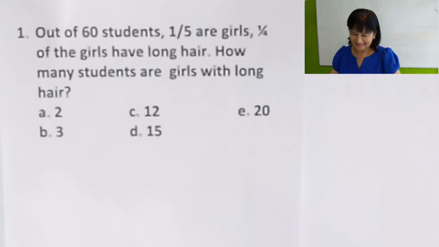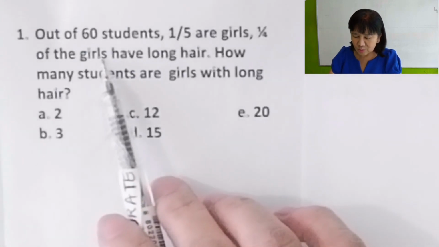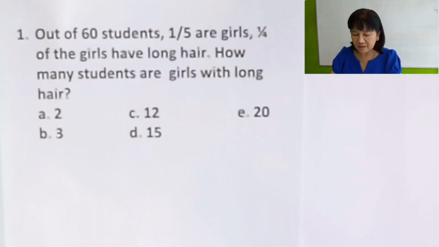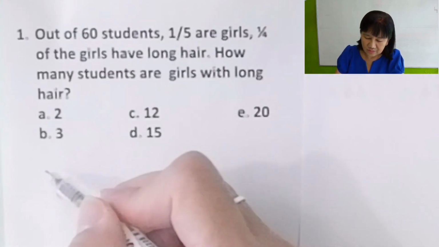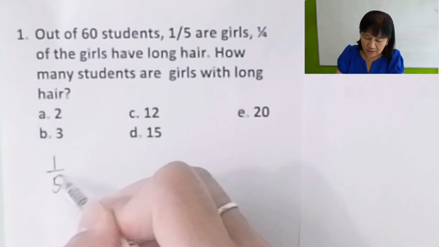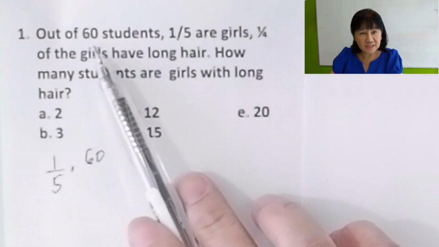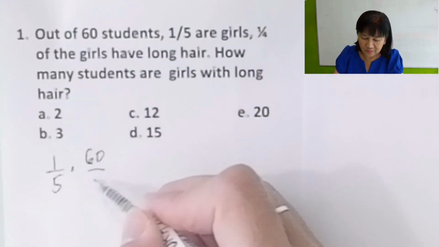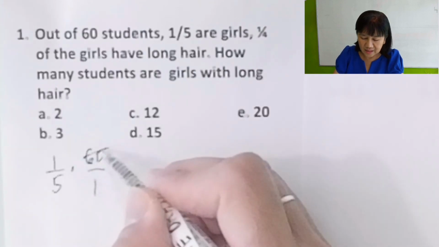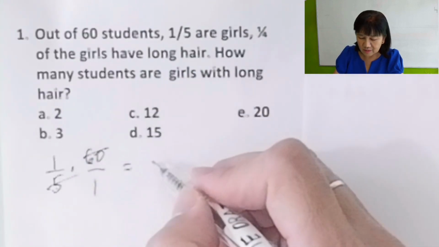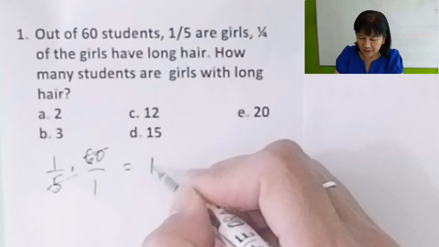Problem number 1. Out of 60 students, 1/5 are girls. 1/4 of the girls have long hair. How many students are girls with long hair? Okay, so all you have to do is to multiply 1/5 times 60, meaning we're getting 1/5 of 60. So this is 60 over 1. You just cancel. 60 divided by 5 is 12.